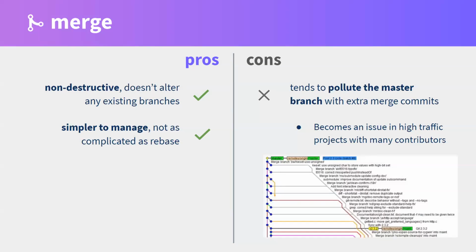So pros: it's non-destructive, it doesn't alter any existing branches. And if you're new to Git, generally I recommend that you use merge, just because it's simpler to manage. Rebasing is great, but if you don't know what you're doing, sometimes it can backfire. And one con is that it pollutes the master branch with extra merge commits. This can become an issue in high traffic projects with many contributors, right? So there's an example right there. You can see bang, bang, bang, bang, bang, all of these merge commits, right?